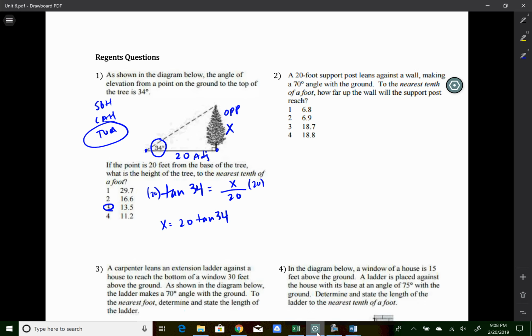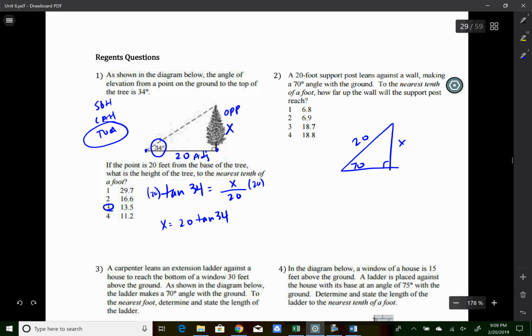Okay, let's go to number 2. Number 2 says a 20-foot ladder support post leans against a wall, making a 70-degree angle with the ground. So we have this post that's 20 feet in length, and it makes a 70-degree angle with the ground. It then asks how far up on the wall we have to go. So we're going to put the X as the vertical side there.